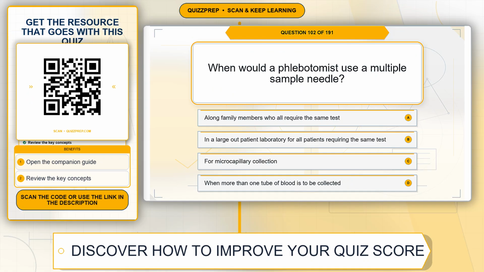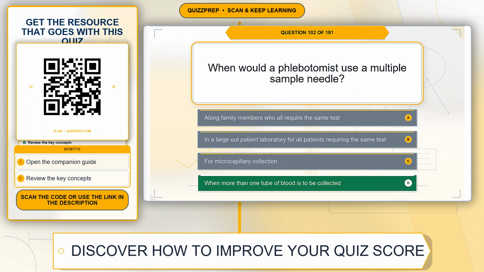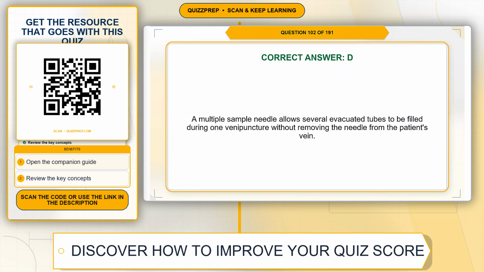Question 102. When would a phlebotomist use a multiple sample needle? Option A, along family members who all require the same test. Option B, in a large outpatient laboratory for all patients requiring the same test. Option C, for microcapillary collection. Option D, when more than one tube of blood is to be collected. The correct answer is option D. Explanation. A multiple sample needle allows several evacuated tubes to be filled during one venipuncture without removing the needle from the patient's vein.